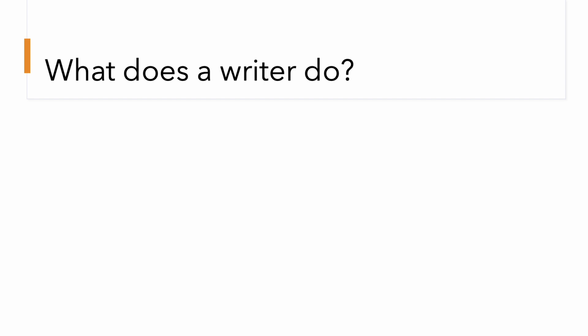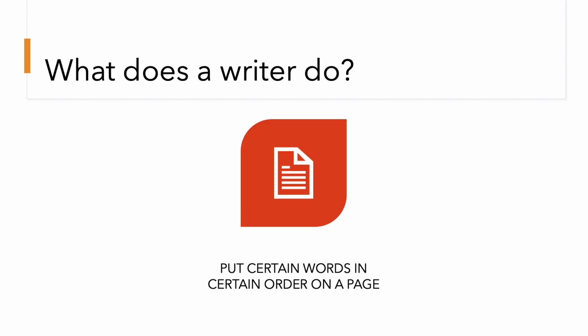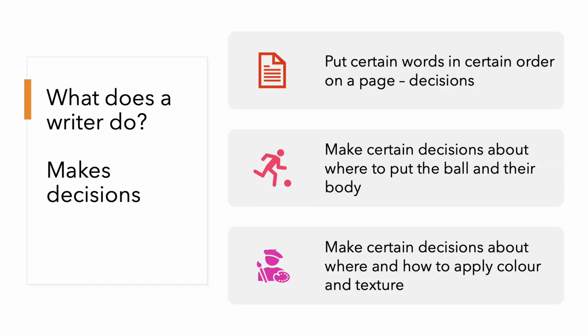Well, if you look at it in a straightforward way, a writer puts certain words in a certain order on a page. That might sound flippant, but if you think about it like that, language analysis becomes quite straightforward and actually quite easy to do. Let's look at it from a different angle. If you think about what a writer does, a writer makes decisions because they put those certain words in that certain order on the page. They're all decisions that they've made.